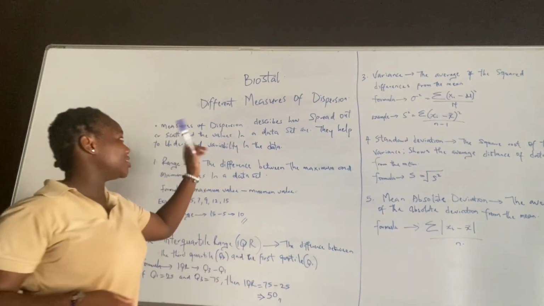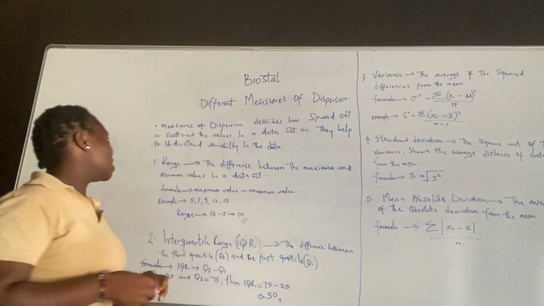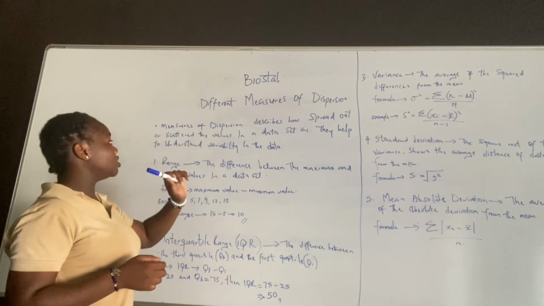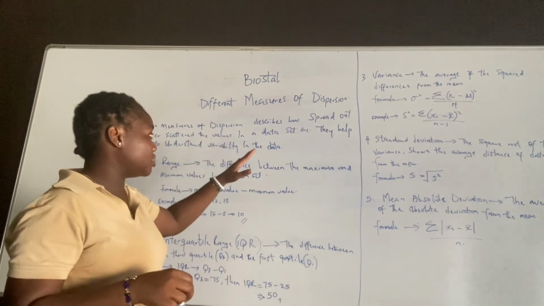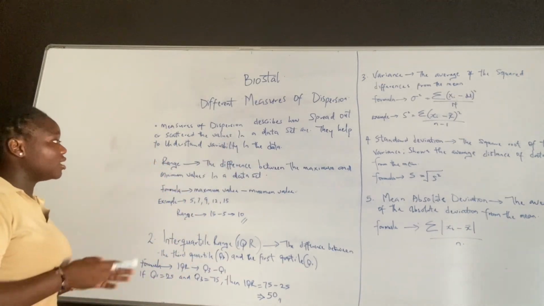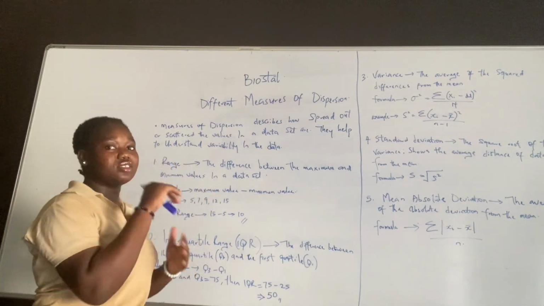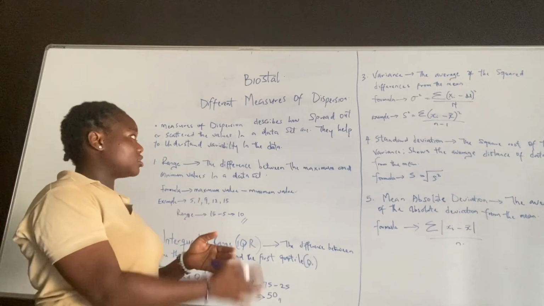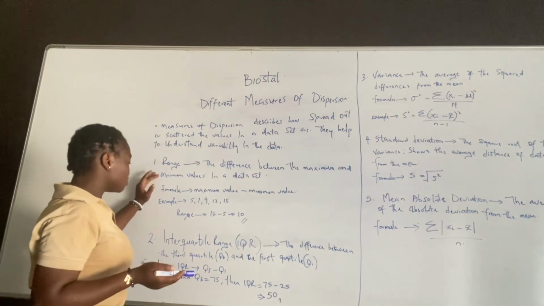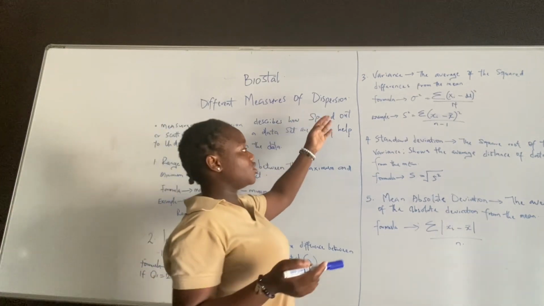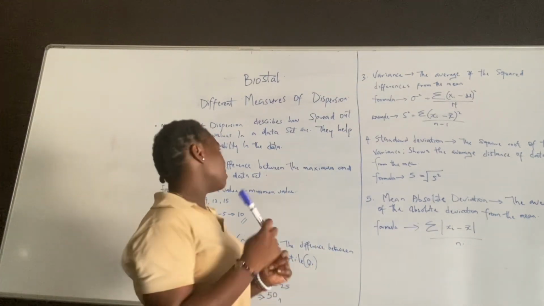So today we'll be talking about different measures of dispersion in the course of biostatistics. Measures of dispersion describe how spread out or scattered the values in a data set are, and they help to understand variability in the data. So we have various different measures of dispersion: range, interquartile range, variance, standard deviation, and mean absolute deviation. We'll be explaining them one after the other.